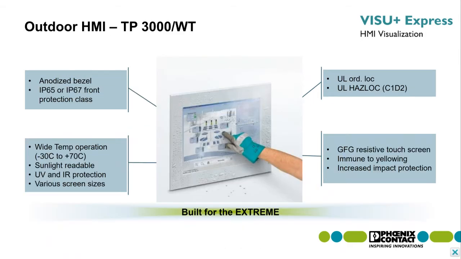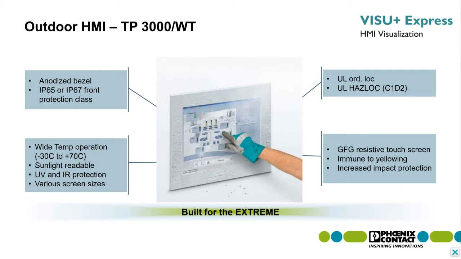Shifting gears a little bit, our outdoor HMI. So this is an extension of our TP 3000 series. As you may see, the WT at the end of that is actually an indication for wide temperature or outdoor HMIs. These are fully anodized aluminum bezels with IP65 or 67 class protection, with a wide temperature range from -30°C to +70°C, and it's sunlight readable.